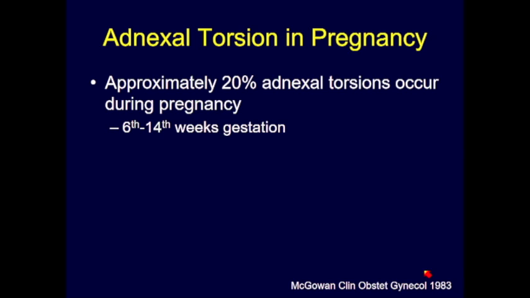So as mentioned in the previous lecture, there is a slightly increased incidence of adnexal torsion during pregnancy due to the lax ligaments, and it occurs earlier in the pregnancy, usually between the 6th and 14th weeks of gestation.